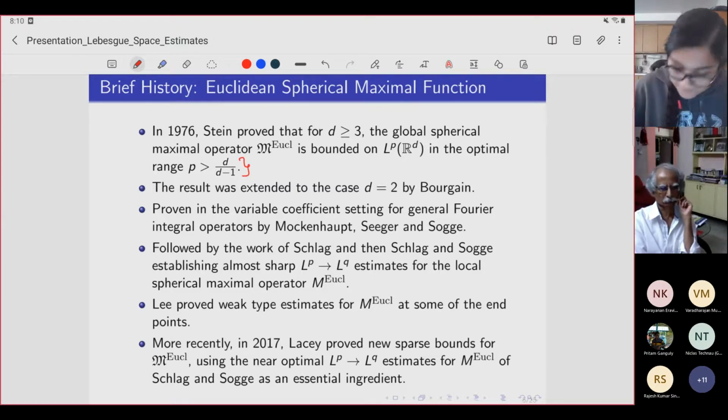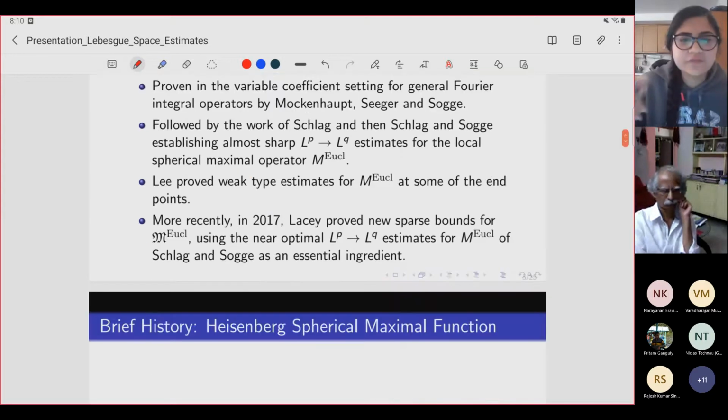But this is the Euclidean story. Let's come to the Heisenberg spherical maximal function, which is the object I just described. So I think there's a bit of a lag, maybe.